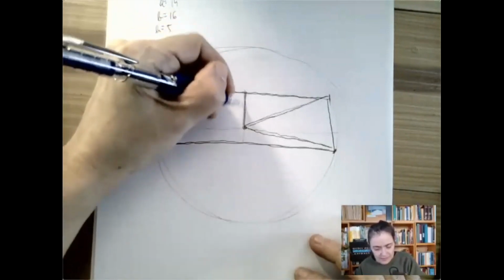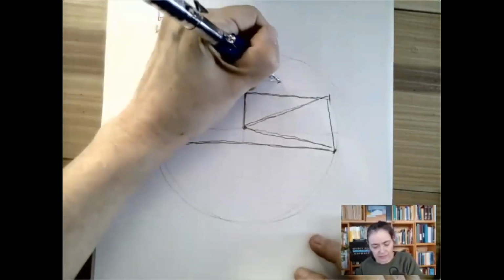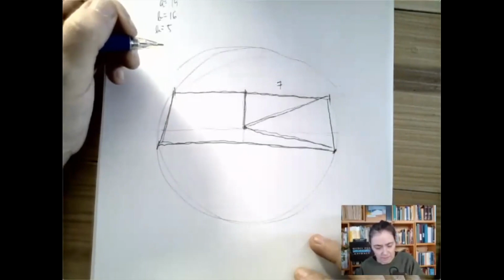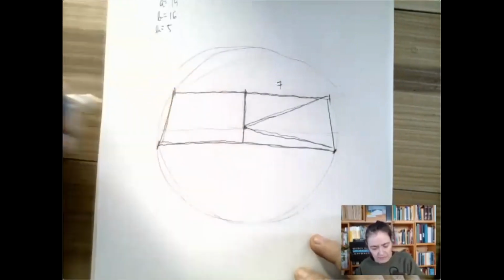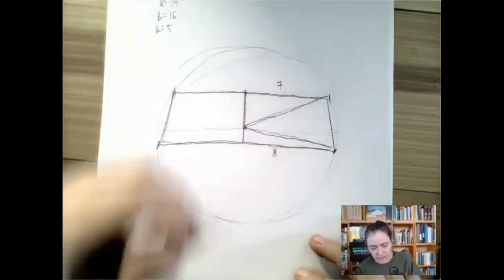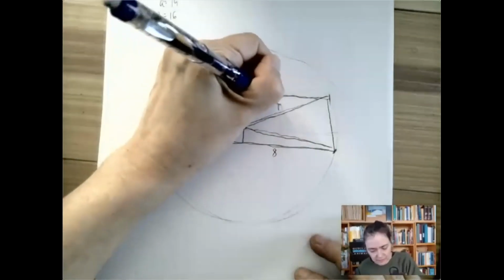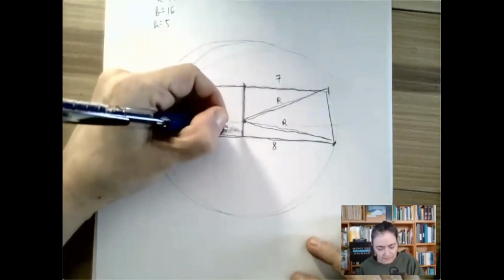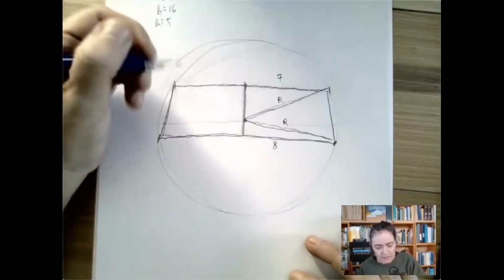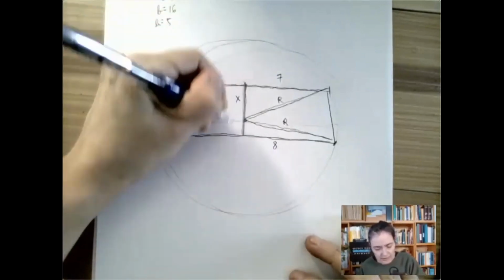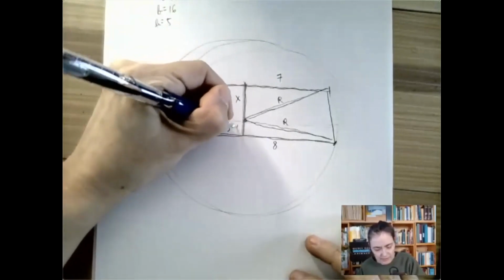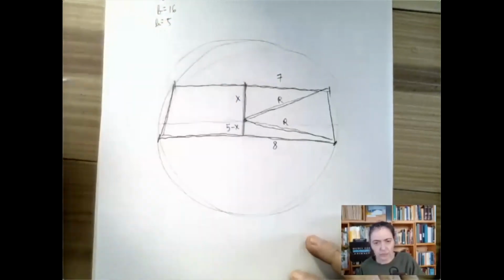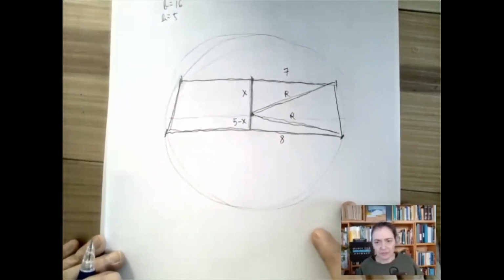But this here is a symmetry line. So if this was 14, really we're dealing with 7. And if this was 16, here we're dealing with 8. And then I think we need to introduce another variable. So if we call this x, this is going to be 5 minus x. This is how we express that two unknowns add up to 5.